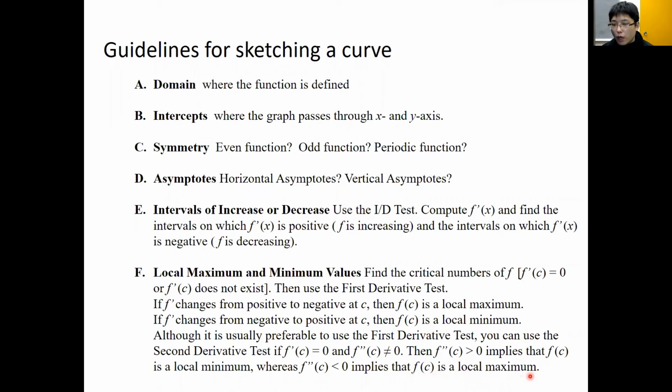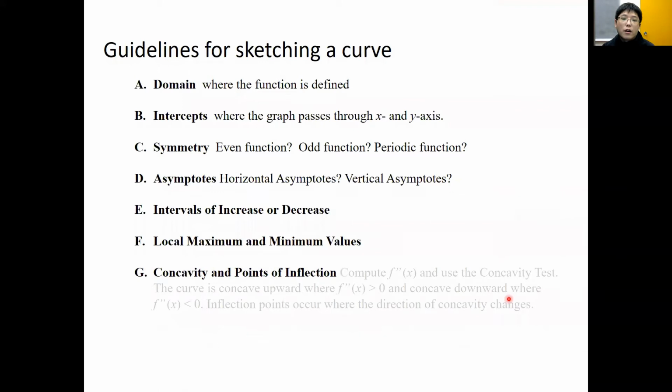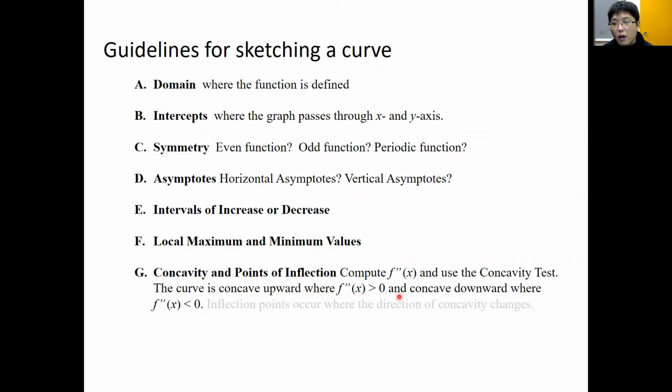So this is how you locate the local maximum and minimum values. All right, so step 7, you need to determine the concavity and points of inflection. To do this, you will have to compute f double prime of x and use the concavity test. The curve is concave upward where f double prime is positive, and concave downward where f double prime is negative. Inflection points occur where the direction of concavity changes.